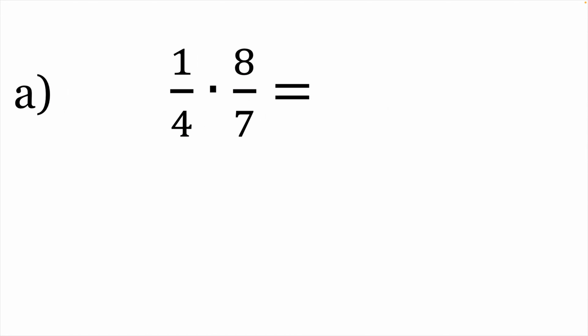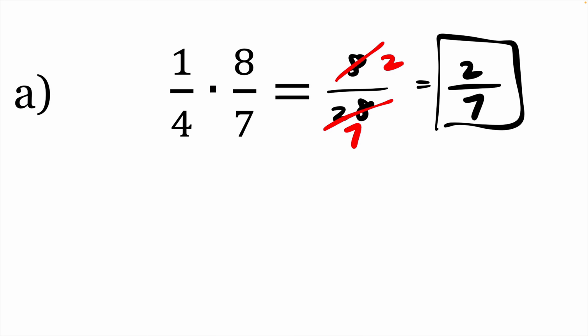Exactly, straight across, yep. You multiply the numerator with the numerator. So 8 times 1 is 8. Denominator with the denominator. 4 times 7 is 28. Then you reduce. The biggest number I think you can divide both of them by is 4. So if you divide 8 by 4, you get 2. If you divide 28 by 4, you get 7. So we get 2 sevenths. That's the rule.